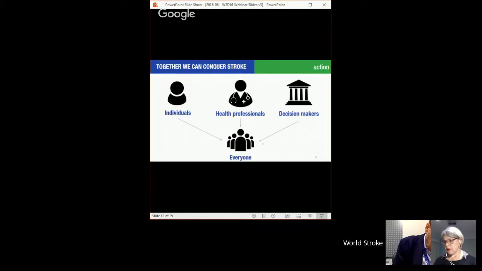Next slide, Vicky. Sorry, I've skipped one. World Stroke Day is about uniting together in the belief that if we all work together, we can really make a difference to conquer stroke. And this requires everyone advocating and working together to create a one world voice for stroke. So if we all work together at the same time, we can really make a difference.